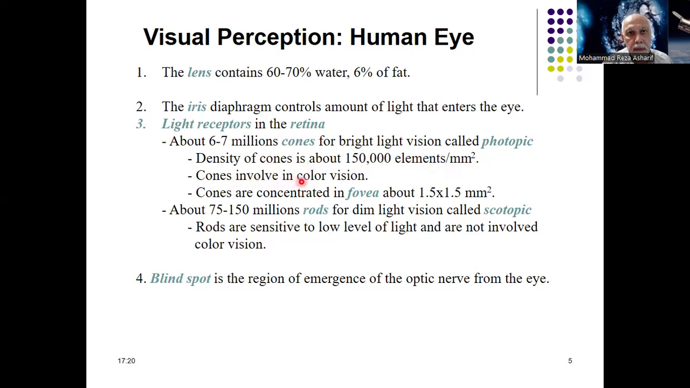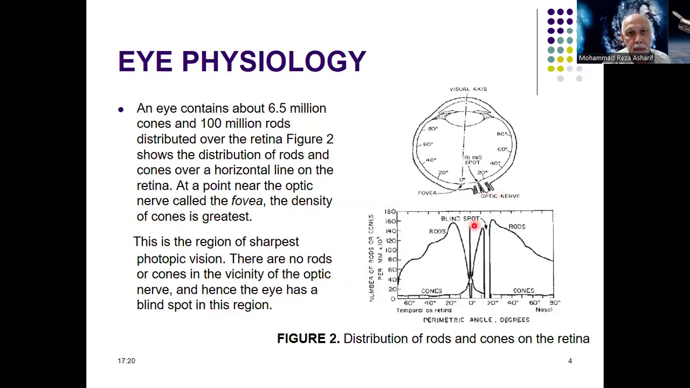Cones are involved in color vision, that I told you is responsible for taking the color, red, green, blue, something like that. So cones are very important, and they are concentrated near the fovea, 150,000 per square millimeter. Cones are concentrated in the fovea, about this 1.5 millimeter, so it is very dense. Here I show you again. It is very dense here, but as we go farther from the fovea, the density of cones is reduced.